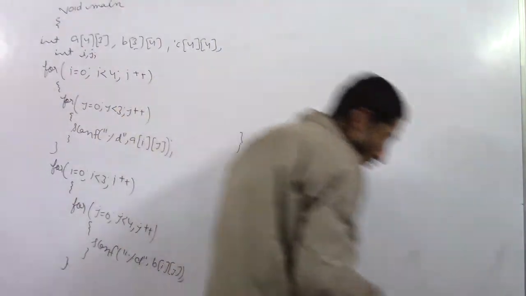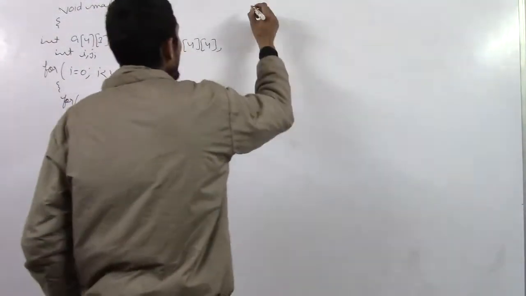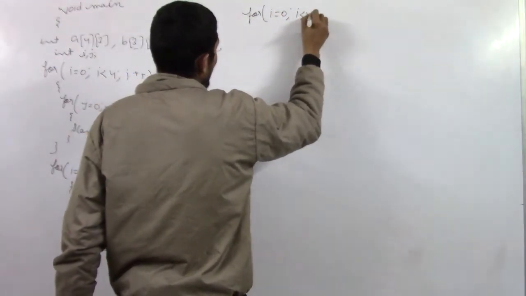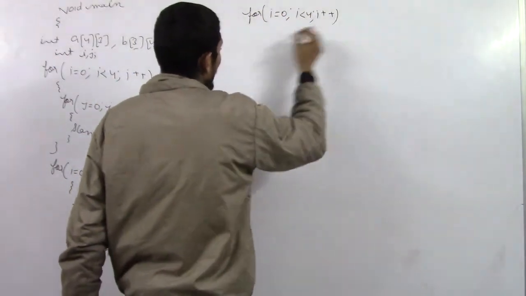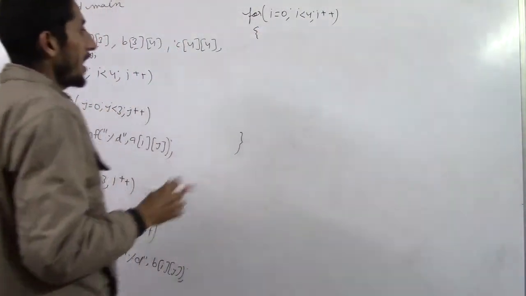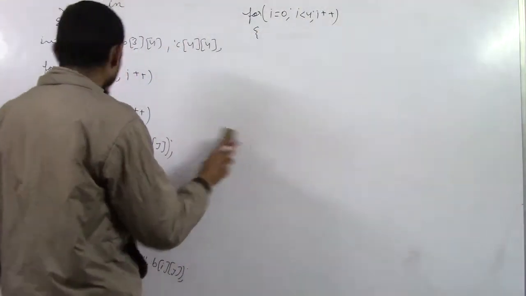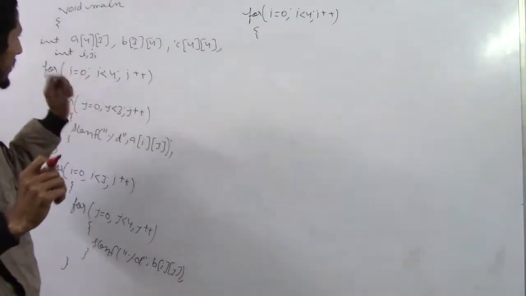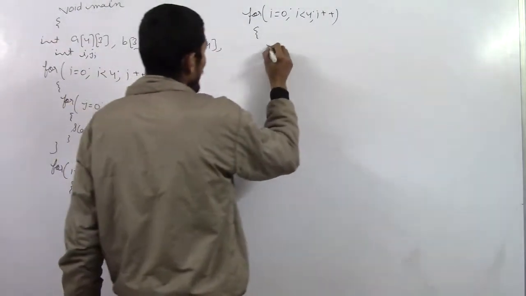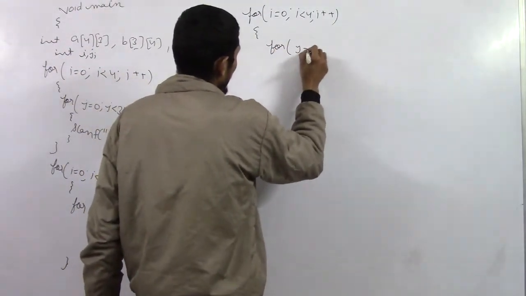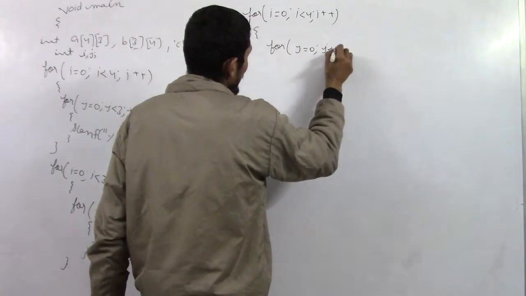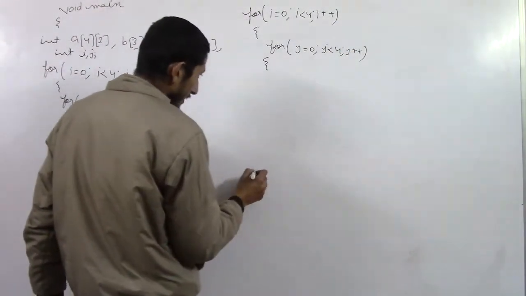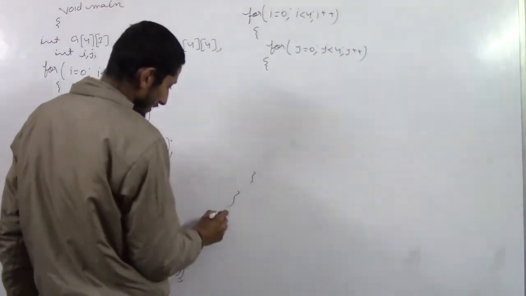So what I have to do? I have to apply a loop for I equals 0, I less than 4, I plus plus. So the meaning of this is, in the resultant matrix I have 4 rows. Are you following this? In the resultant matrix I have 4 rows and how many columns? I have 4 columns. So I have taken j equals 0, j less than 4, j plus plus. Like this and like this.